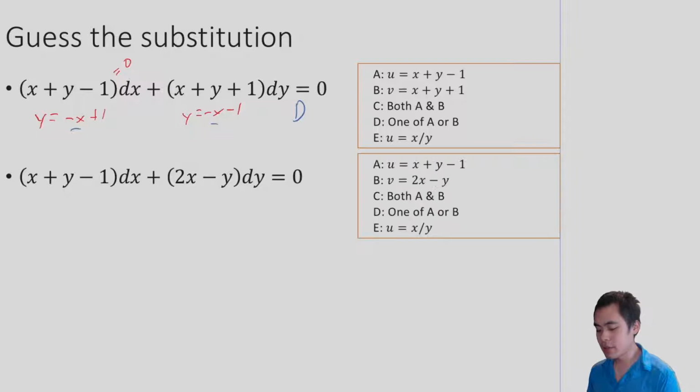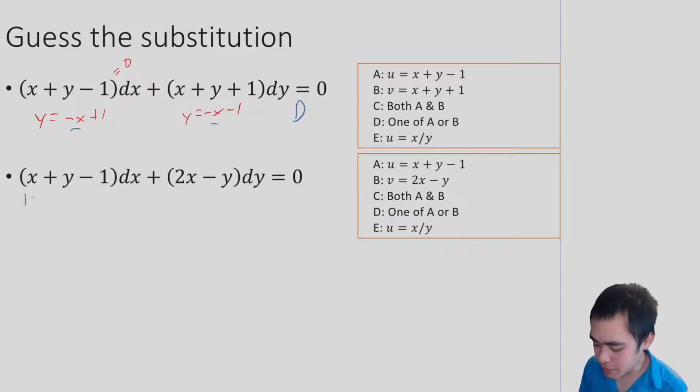Let's try again. So, what about this particular set? x plus y minus 1 and 2x minus y. So again, the question here is, are these parallel lines or are these intersecting lines? Okay, yeah, that's right. So these are intersecting lines, and therefore the answer is C. You need both of these substitutions, A and B. And that will give you, in fact, after you do that substitution, then you'll need another substitution to get it into a separable form.